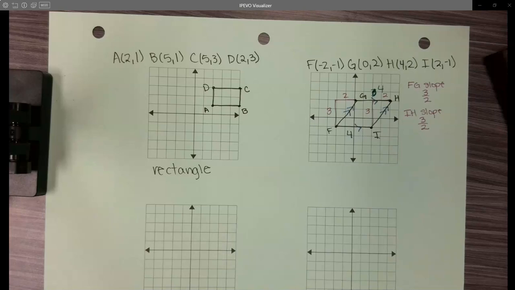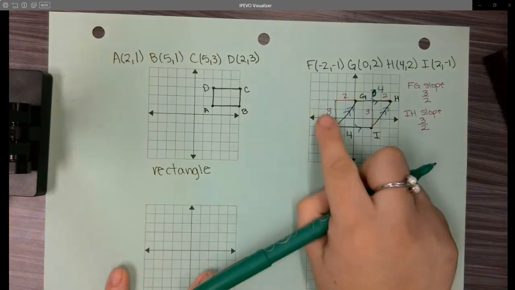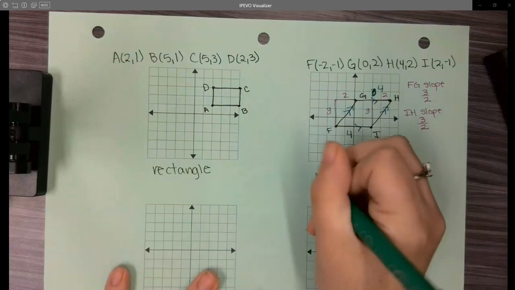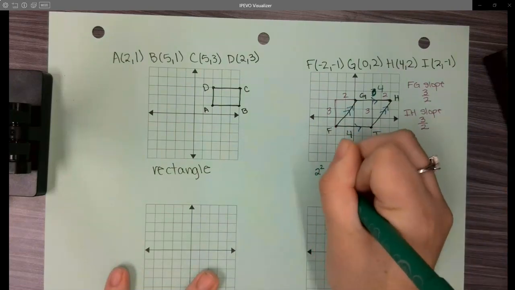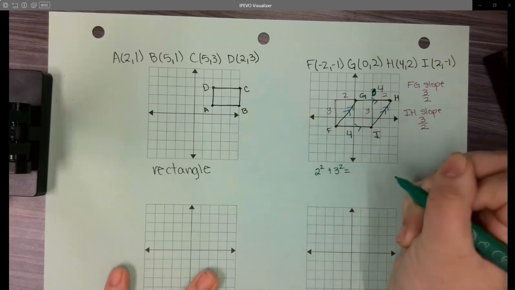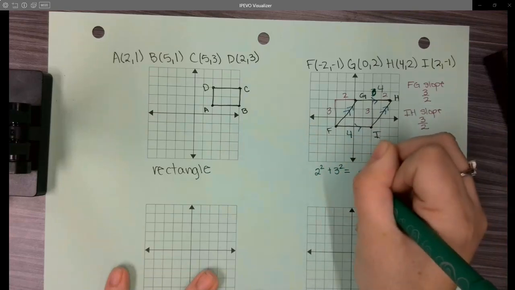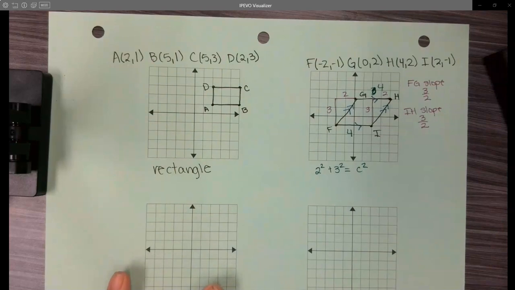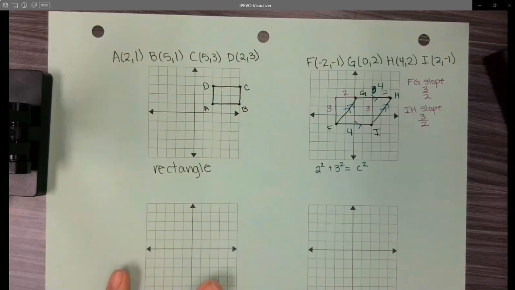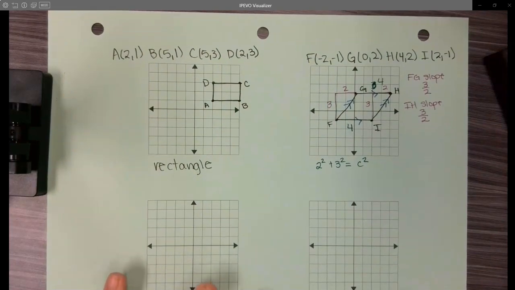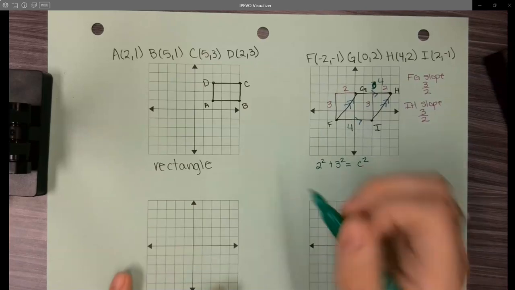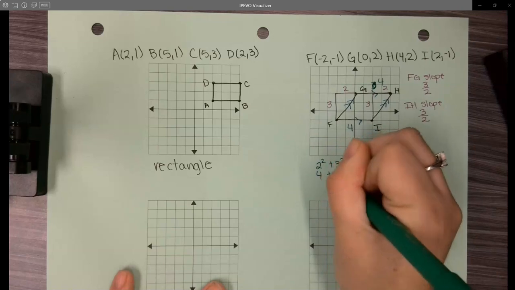I can use the distance formula, but since I already have a triangle, I can use the Pythagorean theorem as well. So I am going to have 2 squared plus 3 squared equals c squared. Two squared is 4. 3 squared is 9.